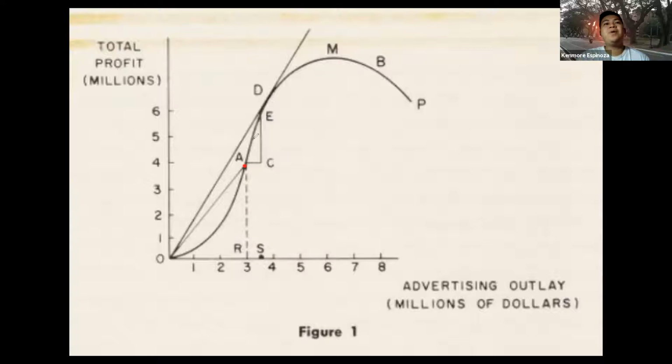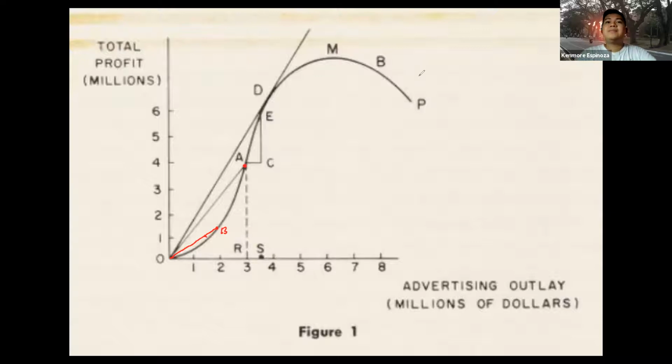So let's say for example, let this be point B. The average at point B is just, again, you draw a straight line from the origin and you get the slope. Then what is the slope of this? Is just 2. The slope of this would be your average.